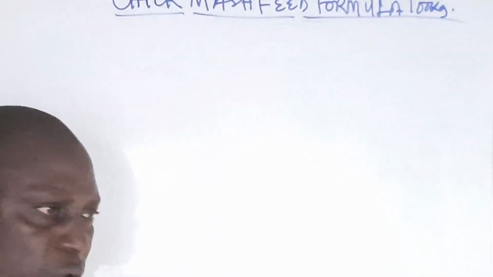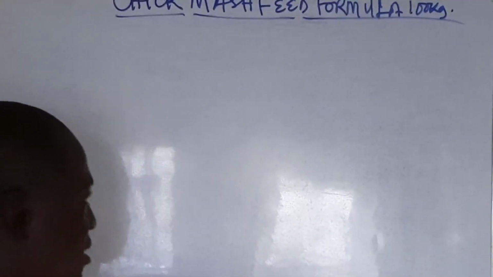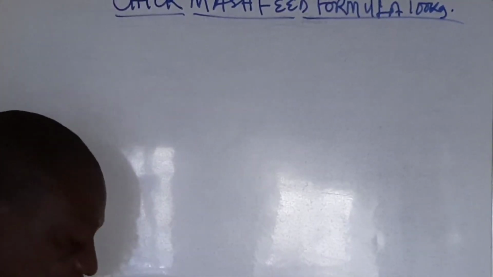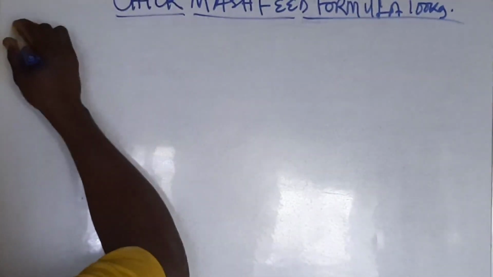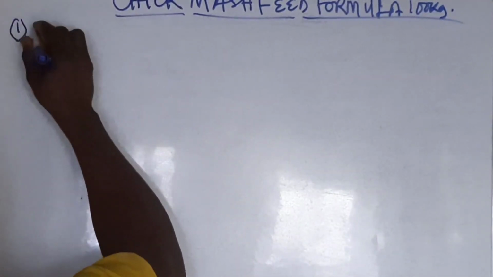All these are very common ingredients that you can get. So I don't want to make use of some of the ones where you start asking me, where can I get this, where can I get this? So now, if you want to join us, let's start, first, we are making chick mash feed using corn or maize.